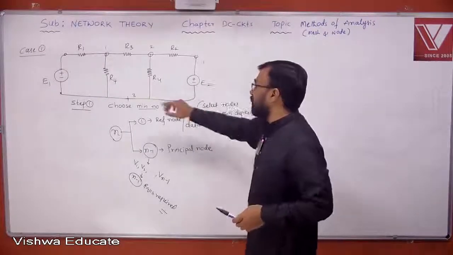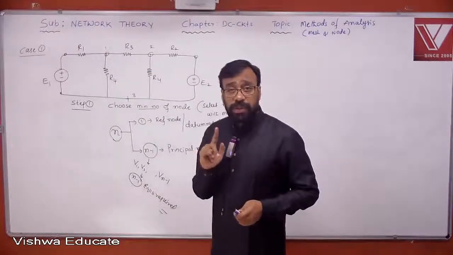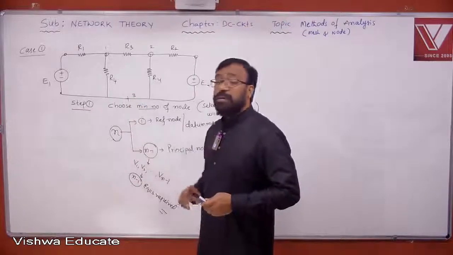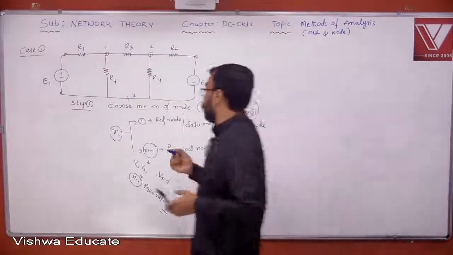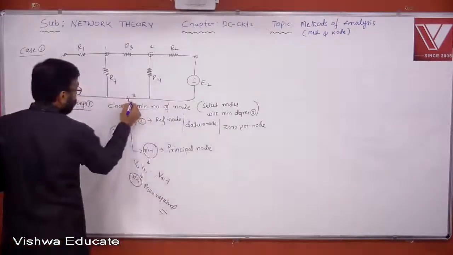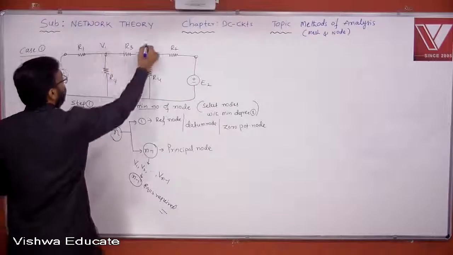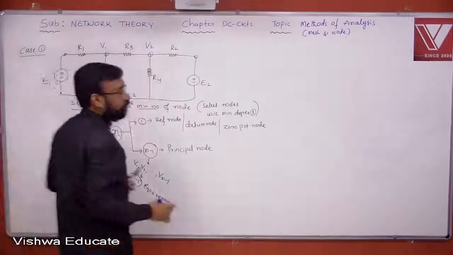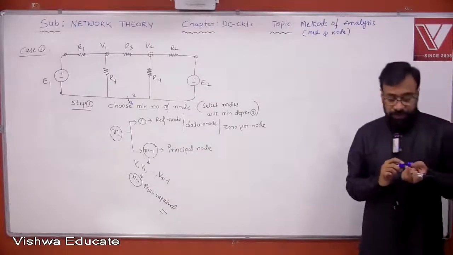Okay, you select any node, doesn't matter, this node or this node. There is no restriction at all. But usually people choose the bottom node as a reference node. Therefore, you select this node as a reference node. Then what will happen here? This becomes V1, this becomes V2. Is it clear? V1 and V2.